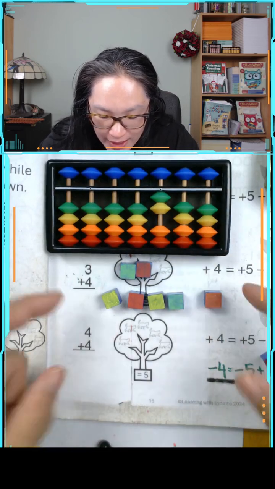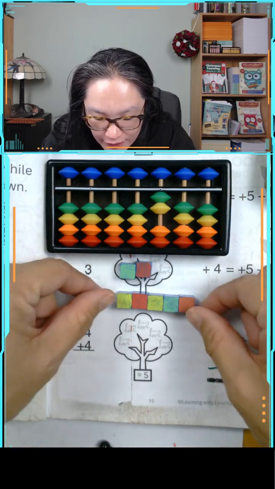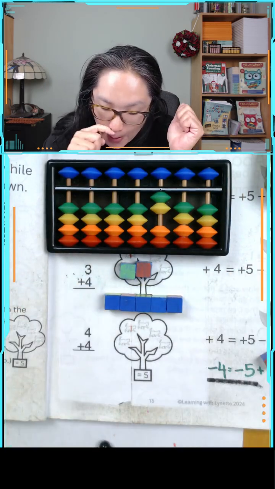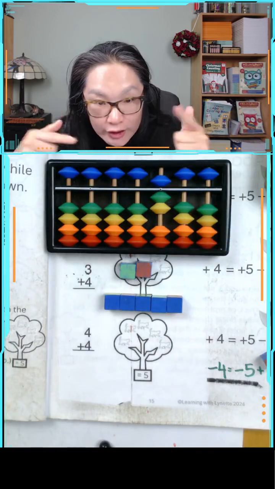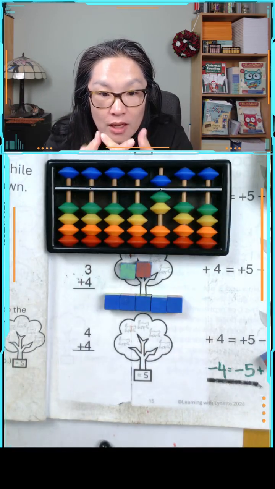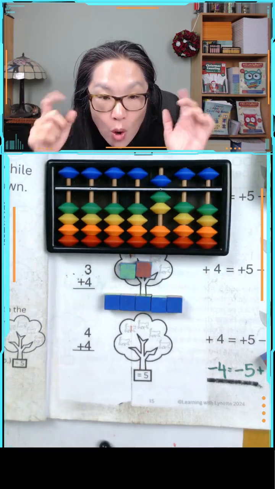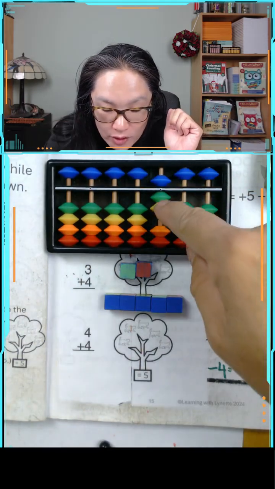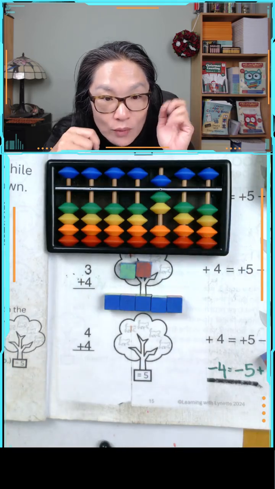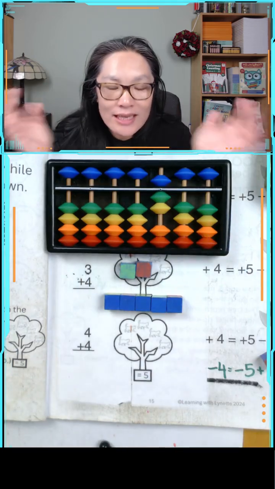Now I have made, and you add it to here, I have now made a 5. So it's the beginning steps of regrouping. Yes, Samantha, the top bead, the blue bead, is always going to be a value of 5. The bottom beads are always going to be a value of 1. Well done, Samantha.